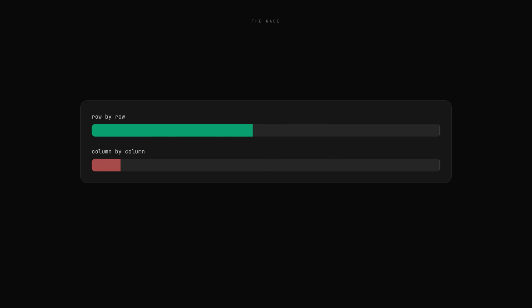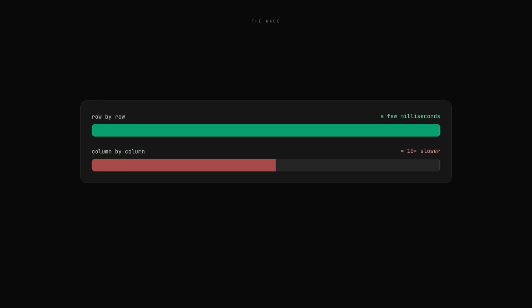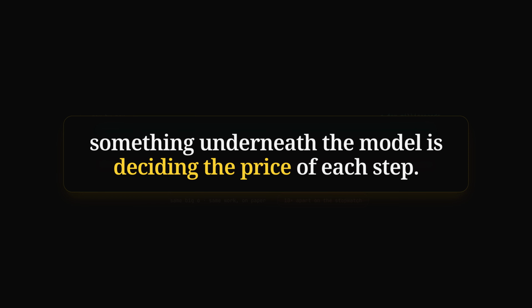Now race them. The row version finishes in a few milliseconds. The column version? About 10 times slower. Same big O, same work on paper, 10x apart on the stopwatch. Nothing in Lesson 1 explains that. Something underneath the model is deciding the price of each step, and this lesson is about meeting it.